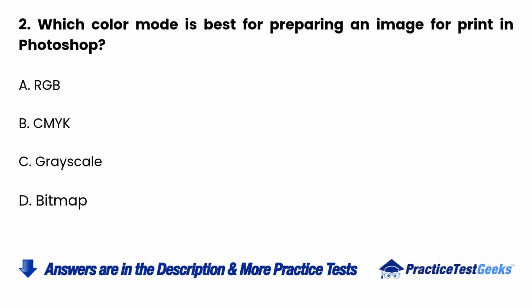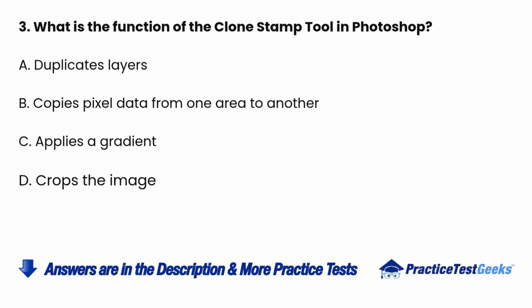2. Which color mode is best for preparing an image for print in Photoshop? A. RGB. B. CMYK. C. Grayscale. D. Bitmap. 3. What is the function of the clone stamp tool in Photoshop? A. Duplicates layers. B. Copies pixel data from one area to another. C. Applies a gradient. D. Crops the image.